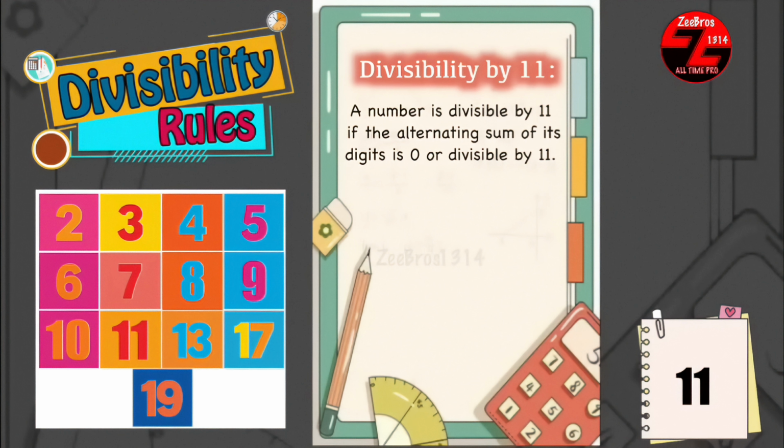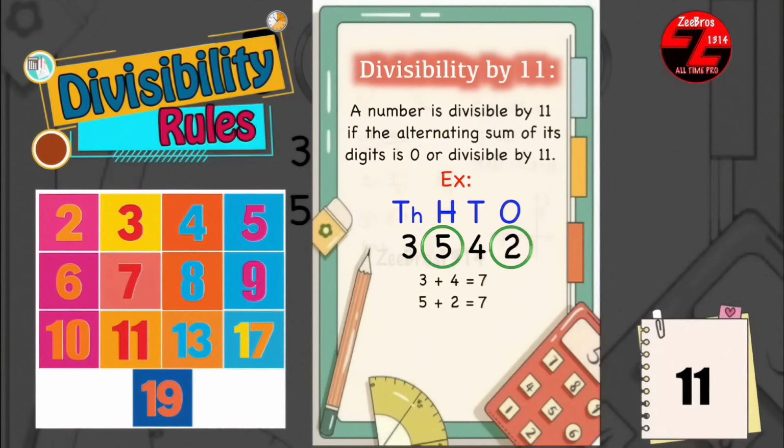A number is divisible by 11 if the alternating sum of its digits is 0 or divisible by 11. Let's take an example. 3542. When we add 3 plus 4, it makes 7, and 5 plus 2, it makes 7. When we subtract 7 minus 7, it makes 0. As 0 comes under the divisibility rule of 11, so 3542 is divisible by 11.